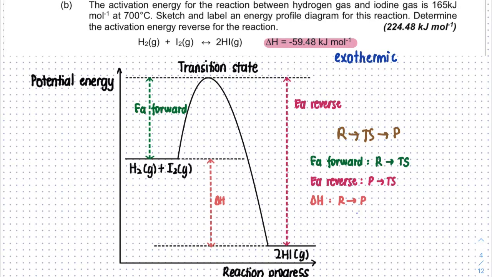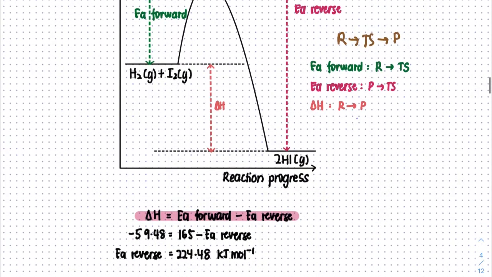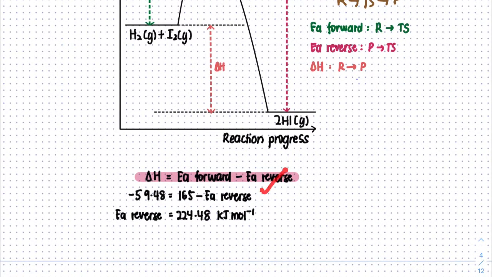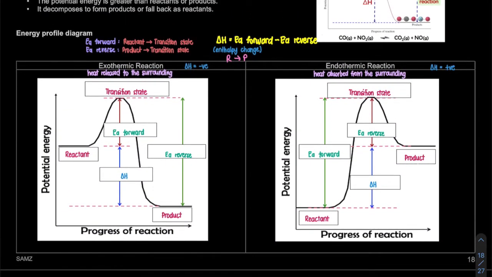Okay, next is to sketch and label the energy profile diagram and determine the activation energy reverse. Here it mentions delta H. Here they also give the activation energy. Is this activation energy forward or reverse? Since the question asks for reverse, this one is forward. So which formula are we going to use? We use delta H is equal to EA forward minus EA reverse. This one is actually in your notes. EA forward minus EA reverse.